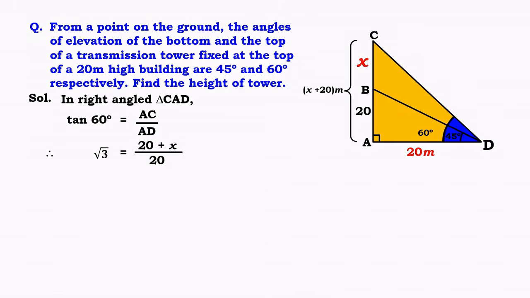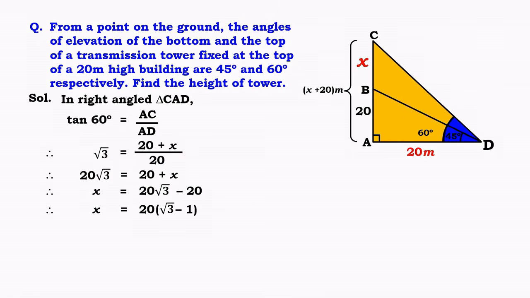Now, multiply both sides by 20. We get 20 root 3 is equal to 20 plus x. Subtract 20 from both sides. Therefore, x is equal to 20 root 3 minus 20. Taking 20 common, we get x is equal to 20 times (root 3 minus 1).